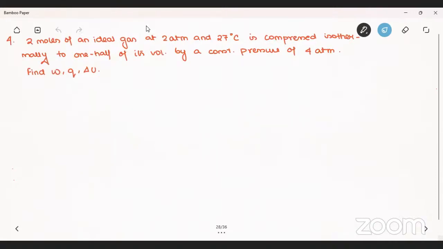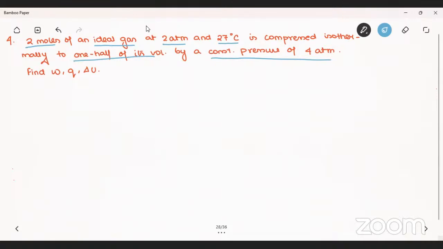Okay. See, 2 moles of an ideal gas at 2 atm, and 27. This question is important. See, I am making you do one sum from each category. The rest of the sums you start solving from books or previous year questions. So see, 2 moles ideal gas, 2 atmospheric pressure, temperature is also given. It is changed to 1/2 of its initial volume by a constant pressure of 4 atm. Now you can ask me, ma'am, 2 pressures are given. Why?